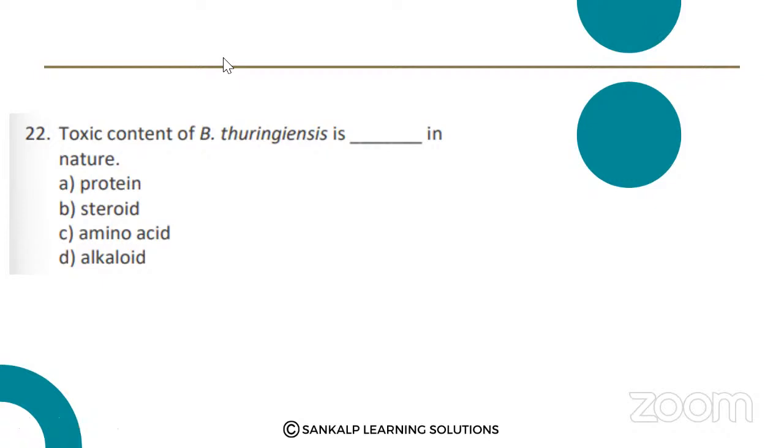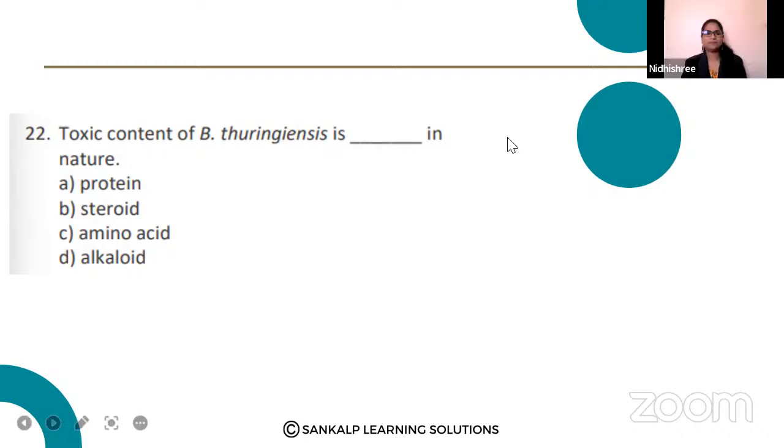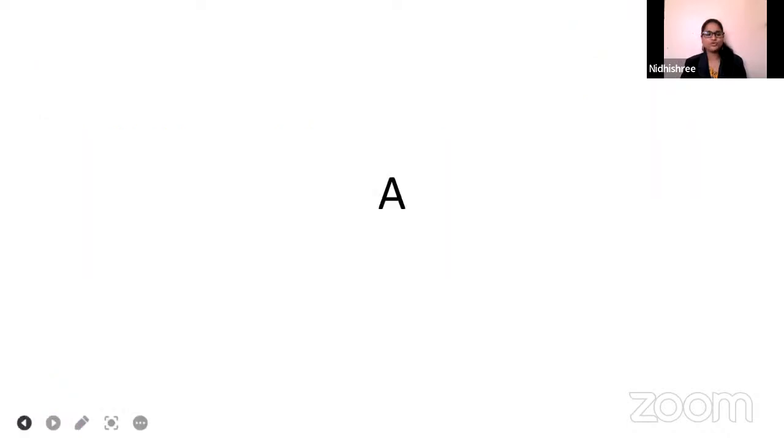Option D, ma'am. Most of them are voting for option D. Some of them have a confusion with option A. Option A, protein. Okay. Just a minute. Option A, protein in nature is the right answer.